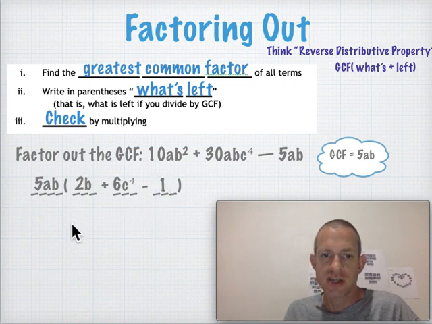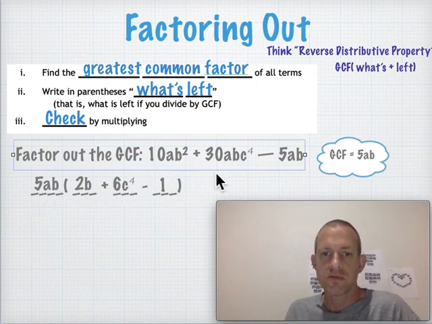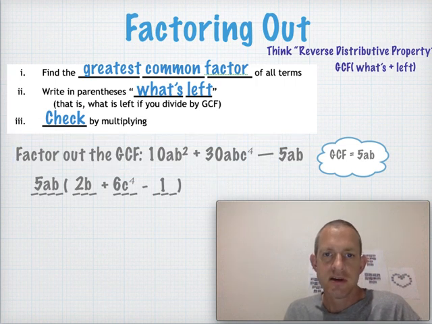And if we wanted to check this, we could distribute. 5 times 2 is 10. AB times B is AB squared, and so forth. So that's the factoring out strategy.